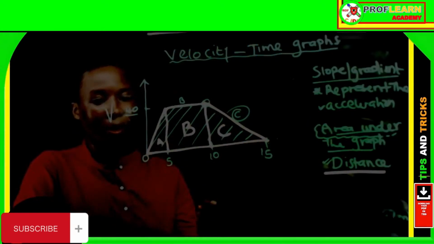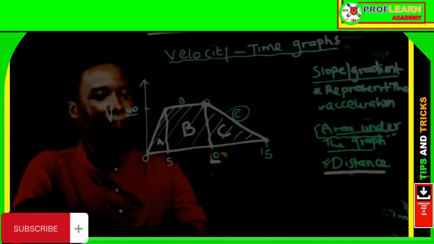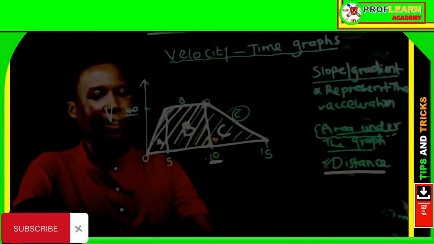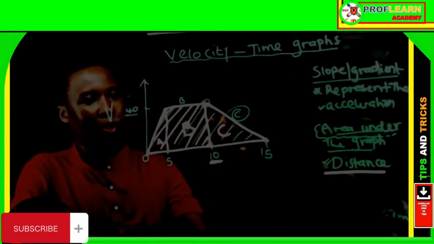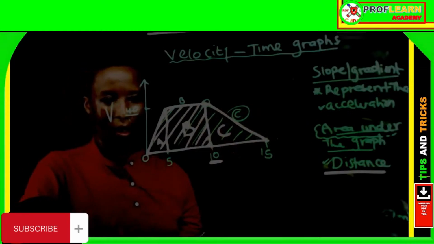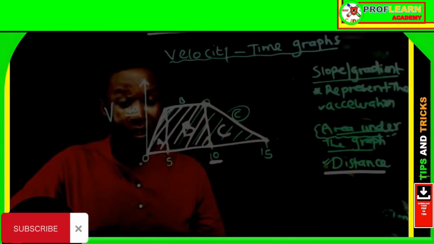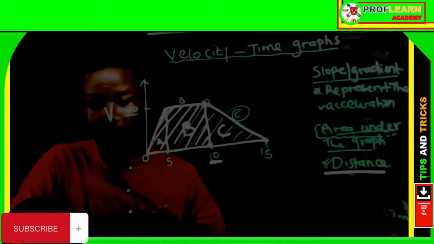But if this question is asking you to work out the area up to the first 10 seconds, it means you are expected to work out the area of the first section here, from 0 to 10. You are not going to work out the area of the third part. So you need to understand those concepts so that if you are given an exam, you are able to address those questions properly.